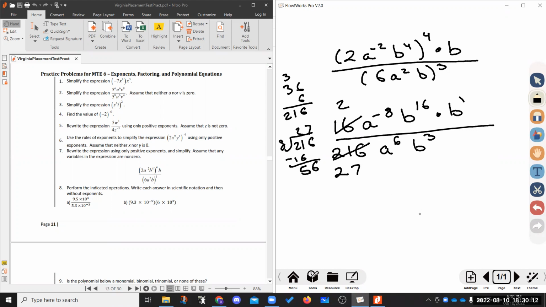27 times... Okay, so we have 2b to the 17th in the numerator. I'm going to take care of the a's right now, over 27. Bring that 8 down. 6 plus 8 is 14. Now I'm going to take care of the b's. Once I've gotten these b's combined in the numerator, 16 plus 1 is 17. Now I'm going to subtract 3 from 17, and that's going to give me b to the 14th in the numerator, 27a to the 14th in the denominator.